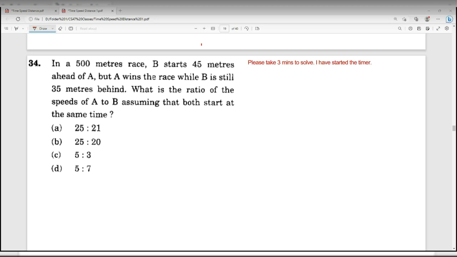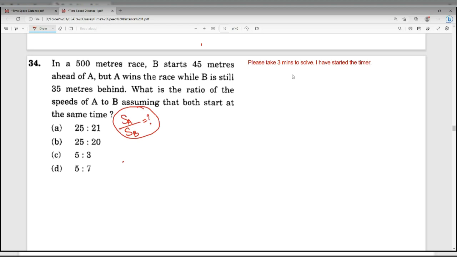So we'll see what they're asking. In this question, they're saying that in a 500-meter race, B starts 45 meters ahead of A, but A wins the race while B is still 35 meters behind. What is the ratio of speeds of A to B, assuming that both start at the same time? So what we need to find out is the speed of A to the speed of B. Mark this thing here.